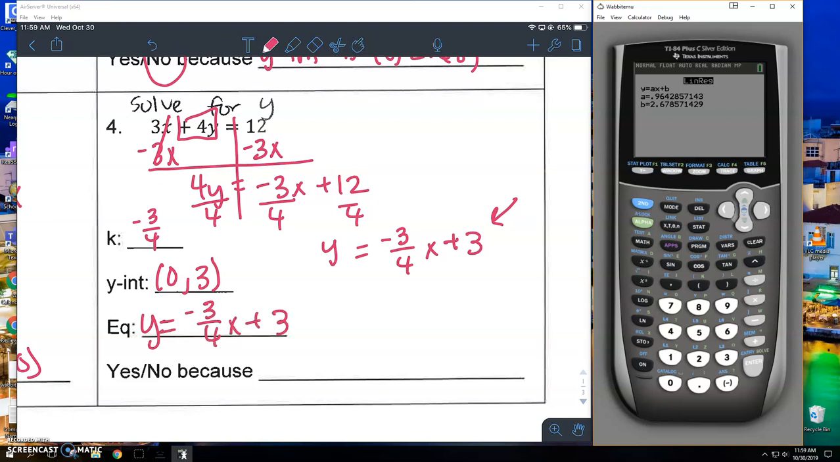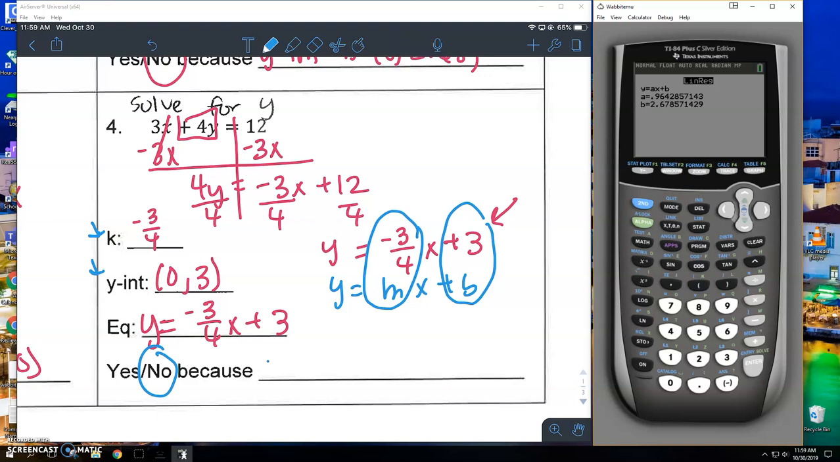Again, if you're having trouble figuring out what your k and your y-intercept are, think of these equations as y equals mx plus b. Okay, our y-intercept is at the end and our slope is in front of our x. So is this a direct variation example? The answer to that is no, because my y-intercept is 0, 3. Remember, we want it to be 0, 0.